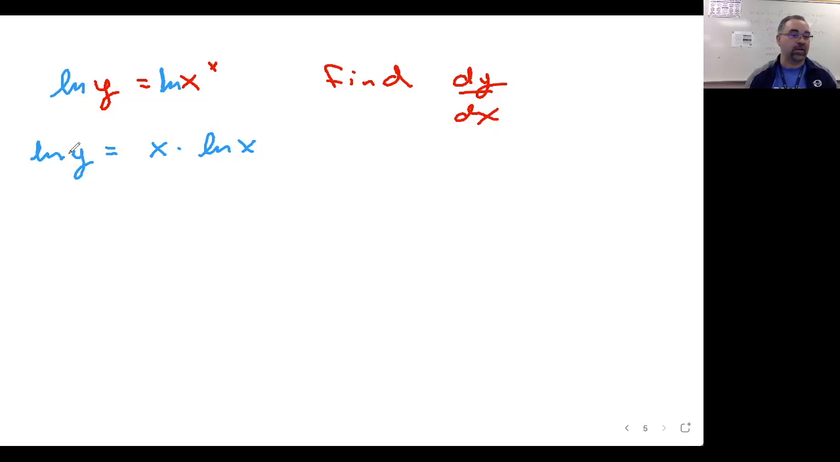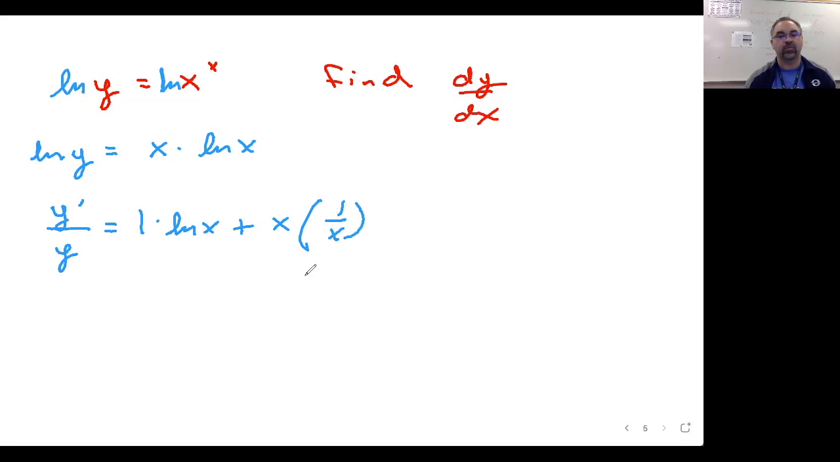Okay, now on the left-hand side, that's easy. Derivative of natural log of y with respect to x is just y prime over y. On the right-hand side, now we have a product. We have to use the product rule. The derivative of x is 1 times the natural log of x plus x times the derivative of natural log of x, which is, of course, 1 over x. So we have y prime over y is equal to natural log of x plus 1. Now, as you know, we are not done. We have to solve this for dy/dx.